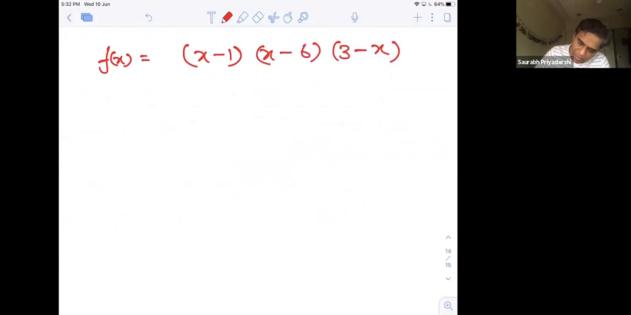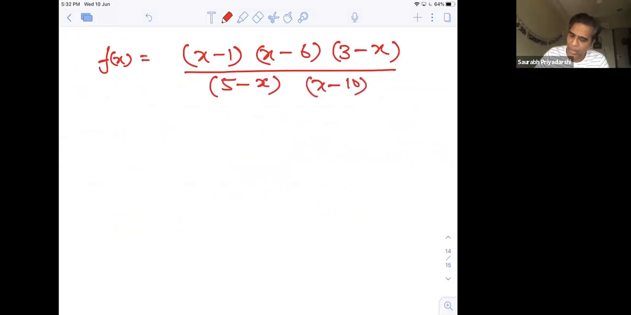So any function f(x) is given like (x minus 1), (x minus 6), (3 minus x) upon (5 minus x), (x minus 10), power 3, 7, 10, 15, 7, greater than or equal to 0. Be careful, I have made a few changes, and there are more chances of going wrong. You have to be careful.